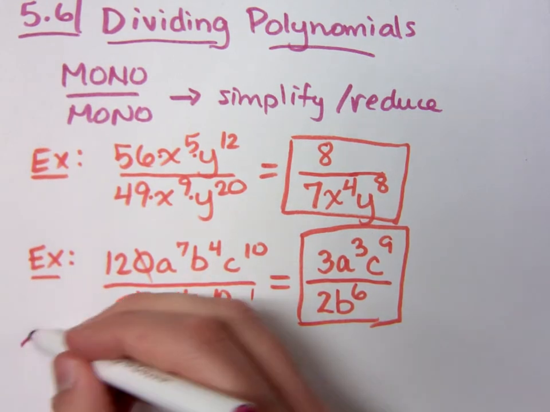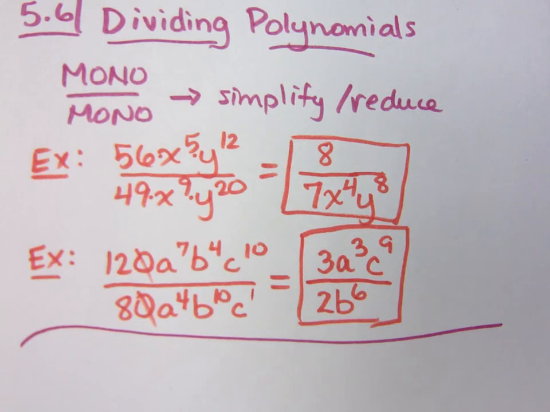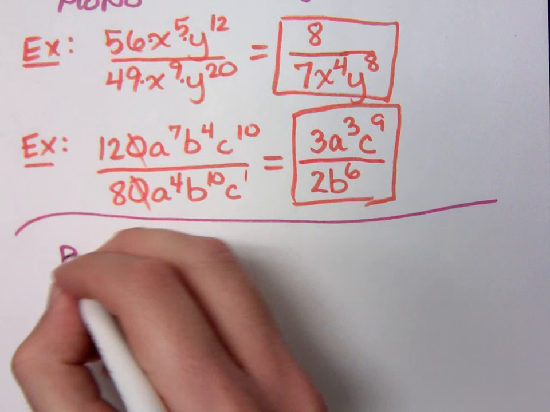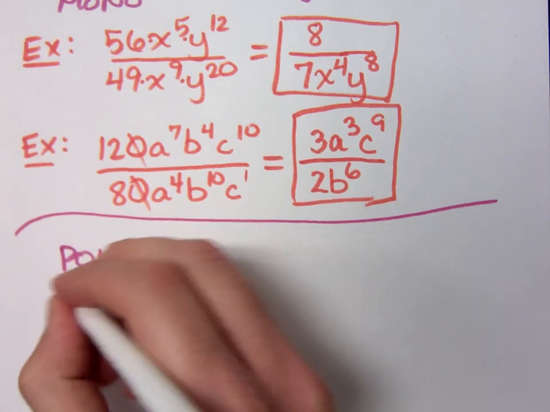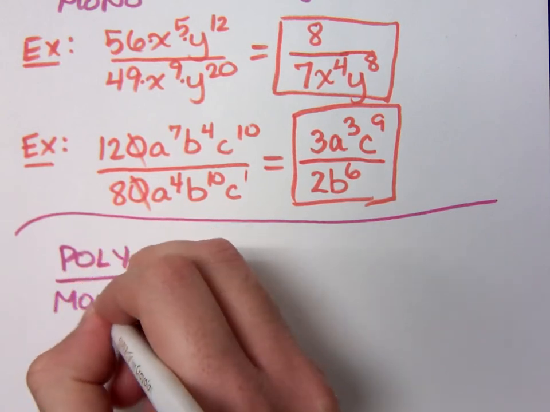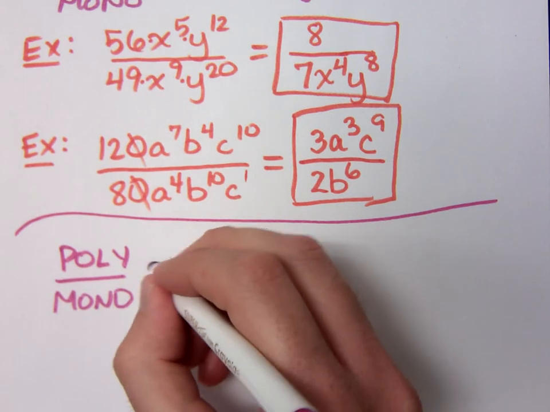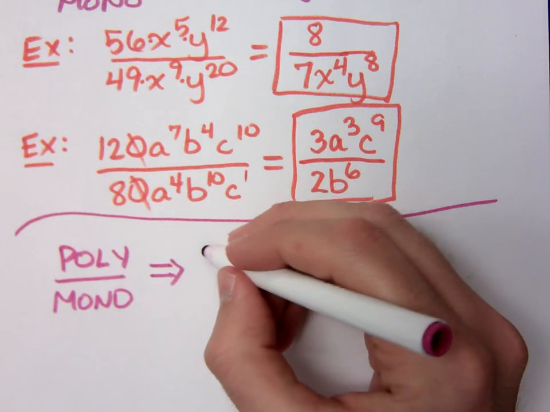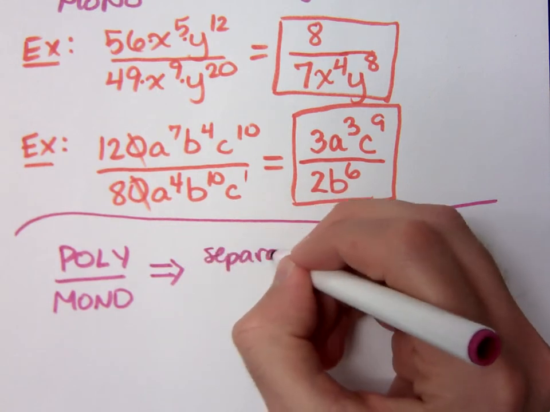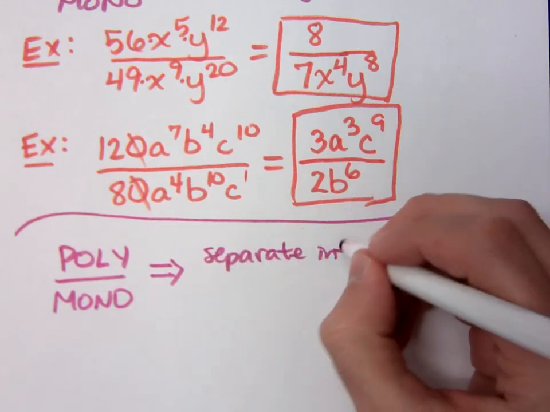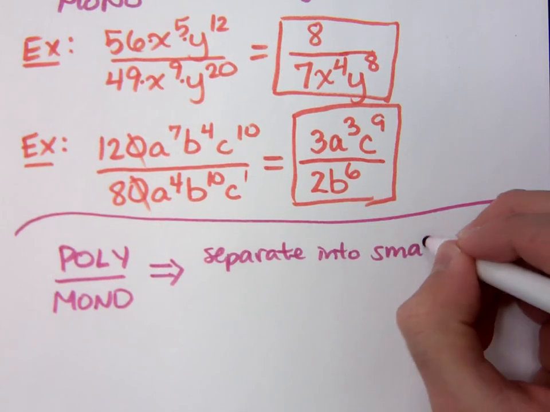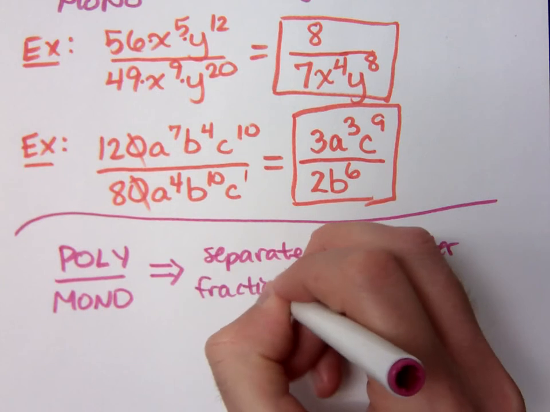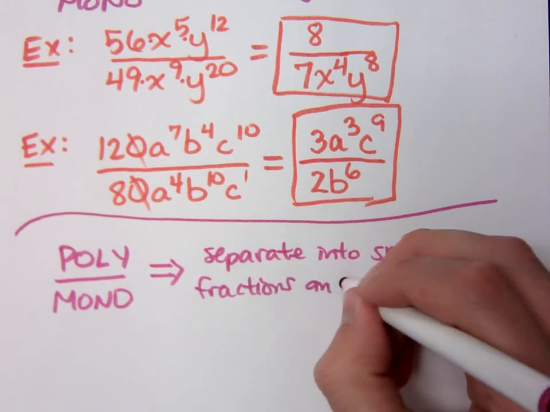Well, let's make things just a little bit more challenging, and let's look at having a polynomial divided by a monomial. If you're doing a polynomial divided by a monomial, all you need to do is separate into smaller fractions, and reduce.